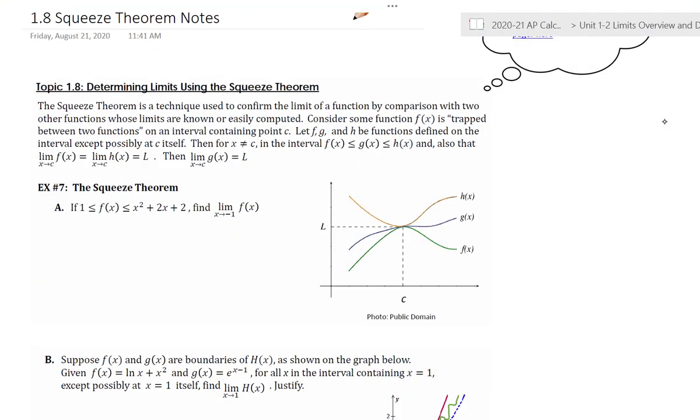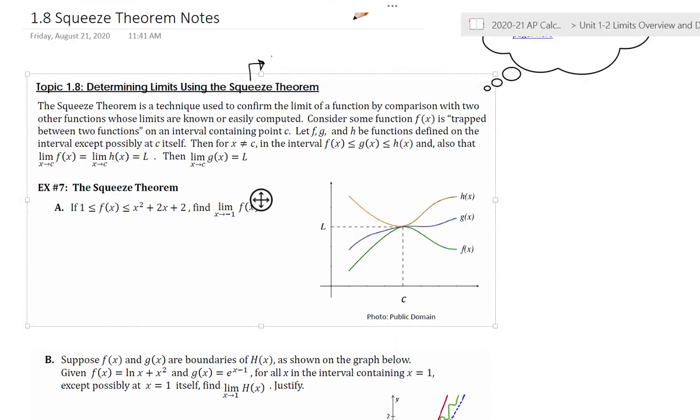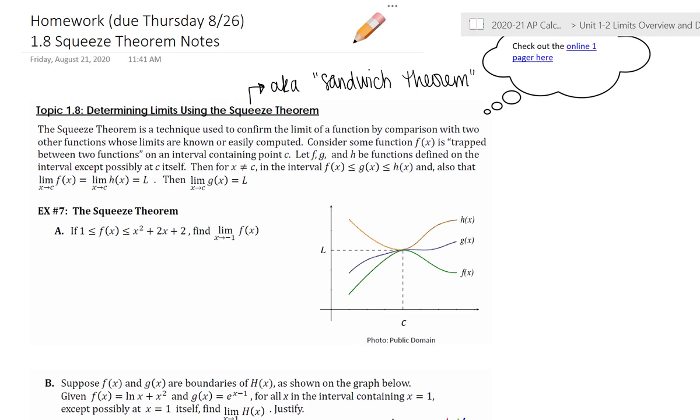Squeeze theorem is one of the coolest theorems in mathematics, because it is used a decent amount, but it also has a name that doesn't really feel super mathematical. This is sometimes also referred to as the sandwich theorem. So if you ever hear sandwich theorem, it means the exact same thing. And there's a lovely little one-pager linked if you prefer to see it all worked out online as well.